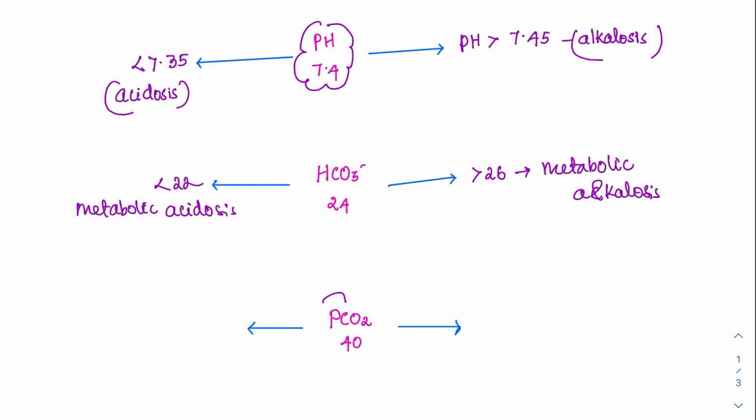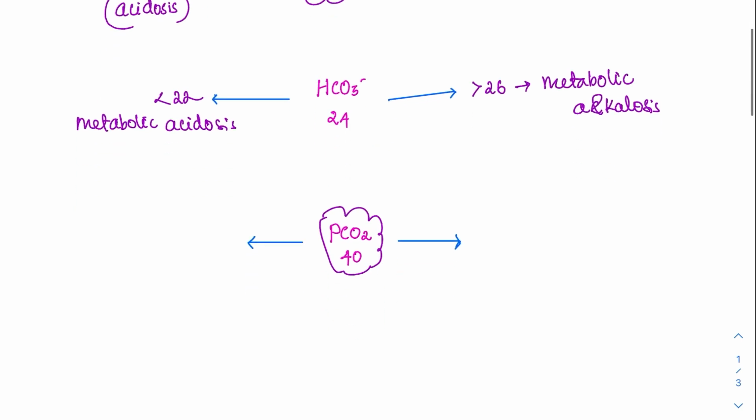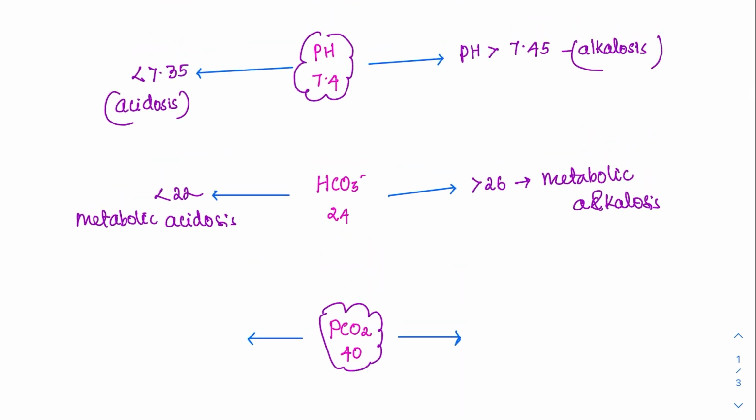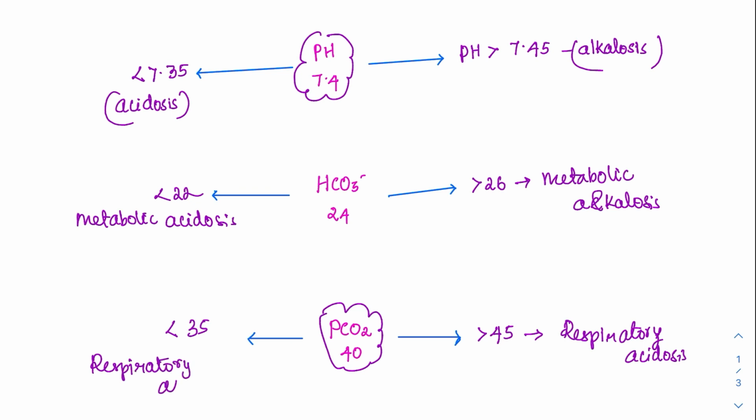Then coming to the CO2 levels, 40 is the normal. Whenever the PCO2 level goes beyond 45, CO2 is accumulating, so it is called respiratory acidosis. When bicarbonate accumulates, it is called alkalosis, but when CO2 accumulates, it is called acidosis. If it is falling below 35, it is respiratory alkalosis, because CO2 is less. 40 is the normal, plus or minus 5.